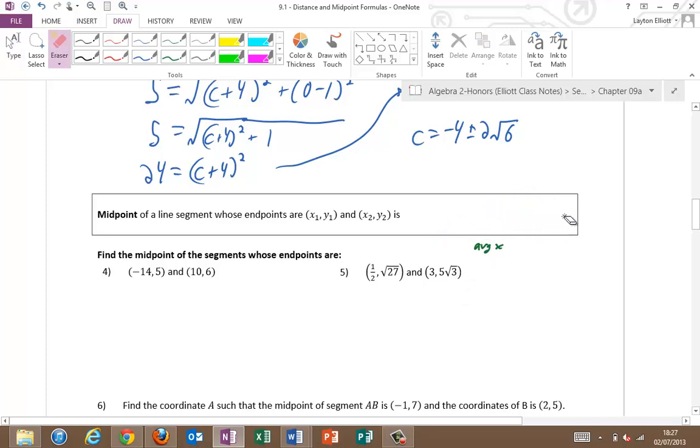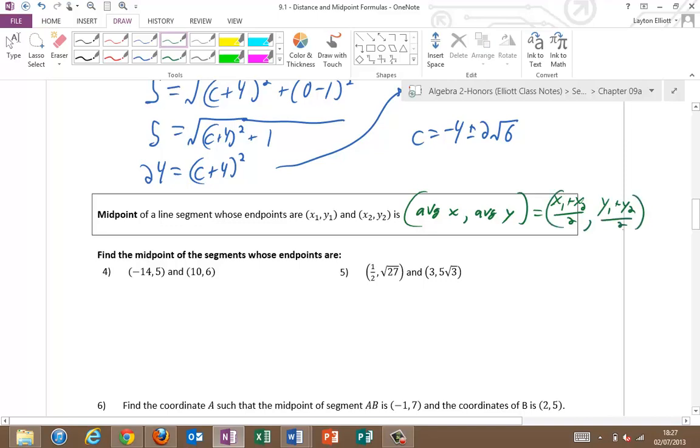So let me erase this and just kind of put a thing down here. It's the average x, comma, the average y. Some people like a little refresher in how to find an average, so we can say x1 plus x2 over 2, comma, y1 plus y2 over 2.